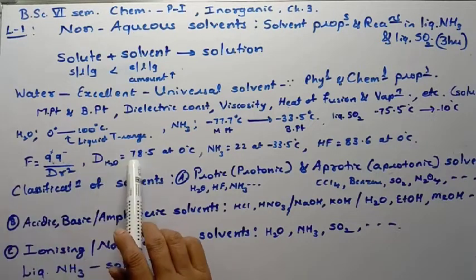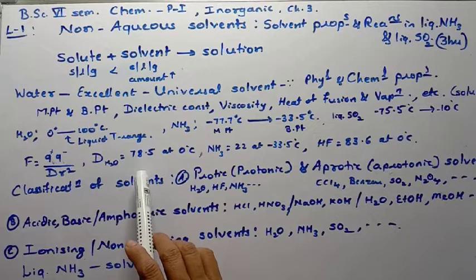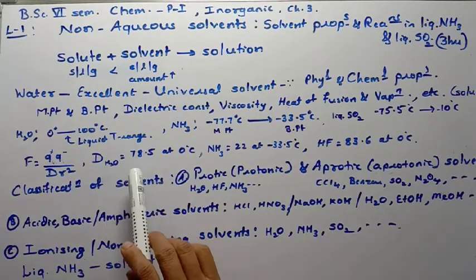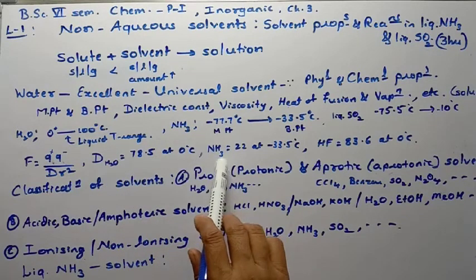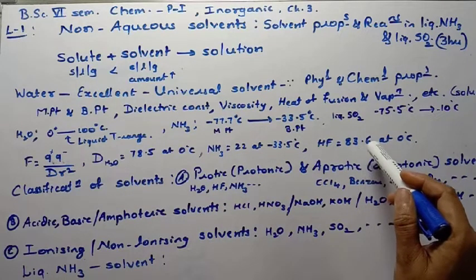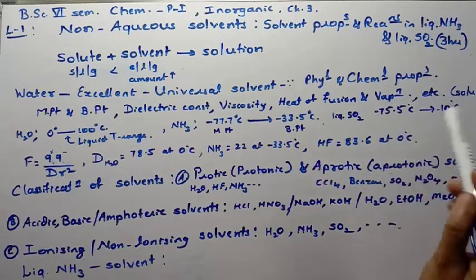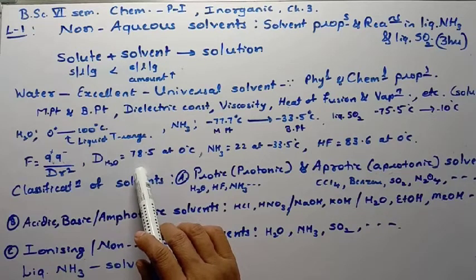So if the dielectric constant of any solvent is high, it means ionization or ionic reactions are easy to conduct in those solvents. Say, the dielectric constant of water is 78.5 at 0 degrees, ammonia is 22, and liquid hydrogen fluoride, HF, is 83.6 at 0 degrees. So even the dielectric constant plays an important role.